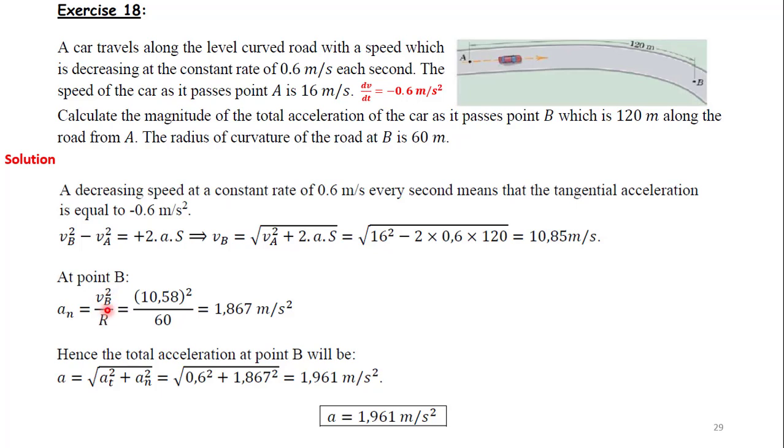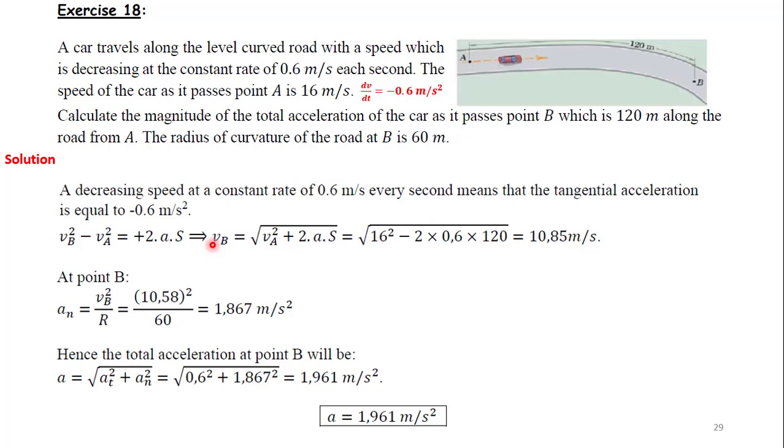Do we have v squared B? No, but can we find it? Yes, we can find it because we have a constant tangential acceleration. So since we have a constant tangential acceleration, we can write that VB squared minus VA squared is equal to 2aS, where S is the path length. We know that the path length is equal to 120 meters. We know a, so this is a tangential. Do we have VA? Yes, VA is equal to 16 meters per second. So we can deduce then VB. VB is equal to the radical of VA squared plus 2aS. And this will give 10.85 meters per second.